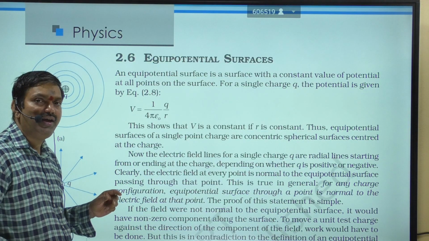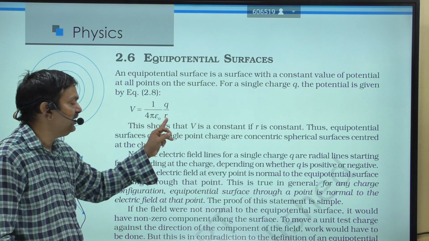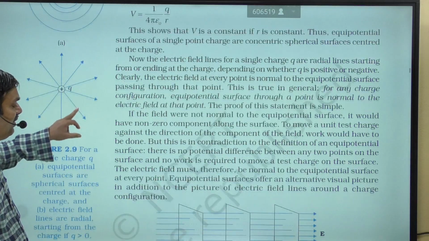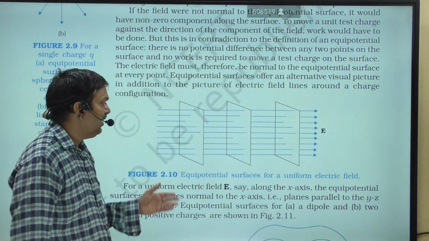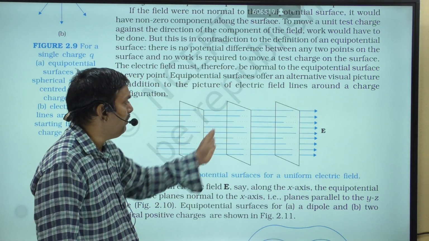So let us recall the expression for potential, 1/4πε0 q/r. It depends directly on r, the distance. So that is how you can take. That is one case. The other case is, now you see here, if the electric field is like this, in some of the planes you see parallel planes.